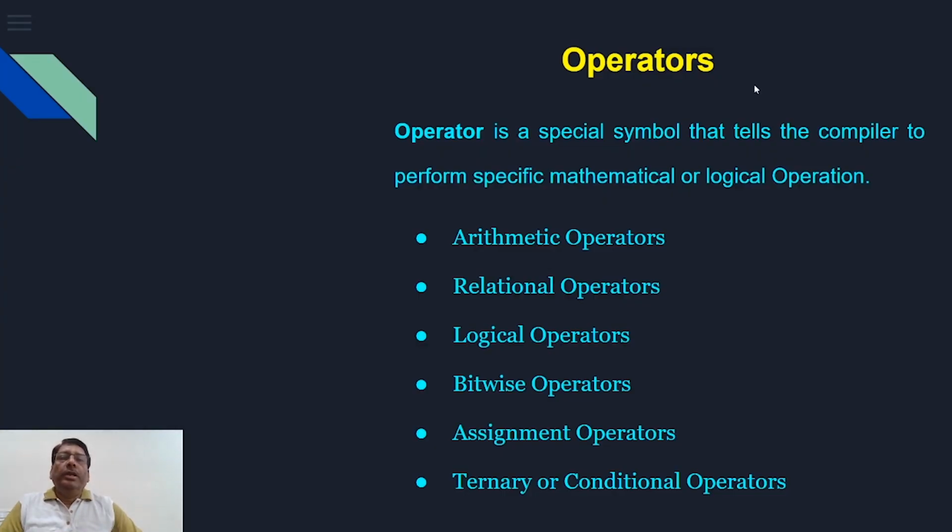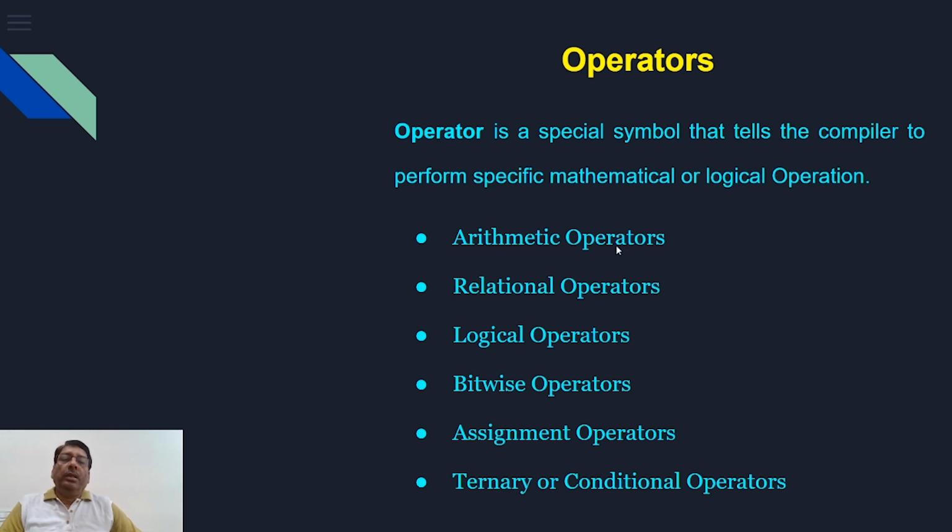We'll then try to understand the various operators that are supported by C language. Operator, as we know, is a special symbol that tells our compiler to perform some mathematical or logical or bitwise operations. So what exactly do we mean by all this? As we have discussed in the previous example, something like relational and logical operators. We'll try to discuss all the different operators that are supported by C language, starting with arithmetic operators.